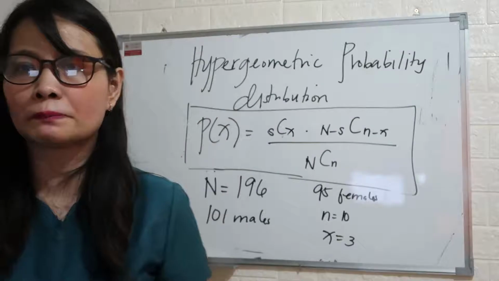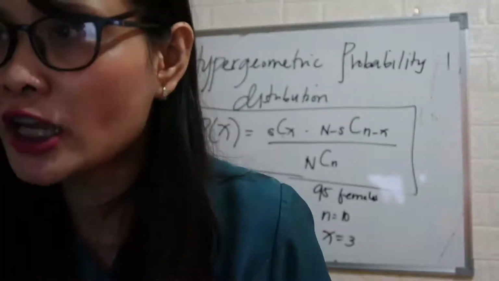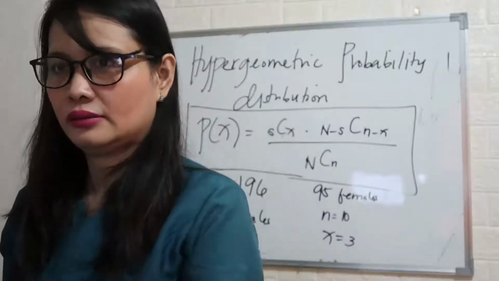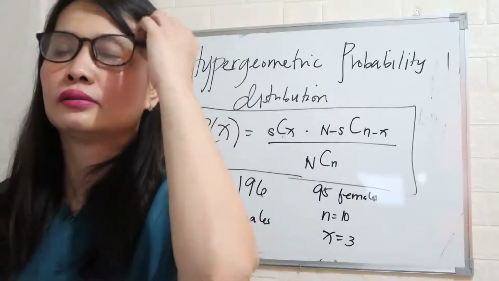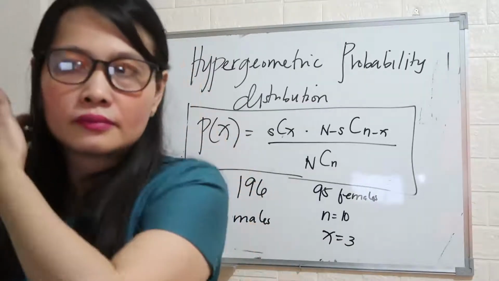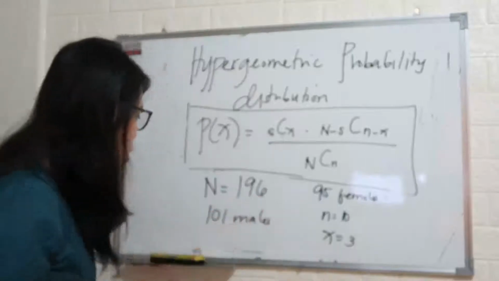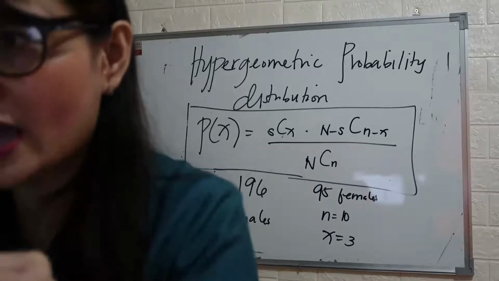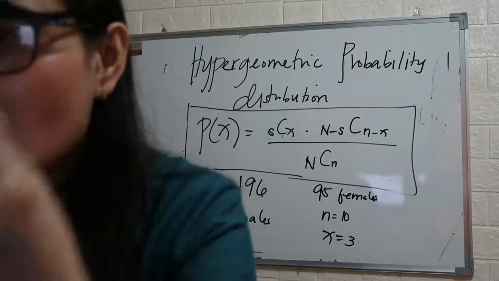Okay, 3 male. Now, in example number 1, you're talking about what? Is it female or male? What's the idea of number 1? Male, okay? We're talking about male. So we will be focusing on male. So your 101 males, that will be your S. Again, we say S, the number of success in the population.